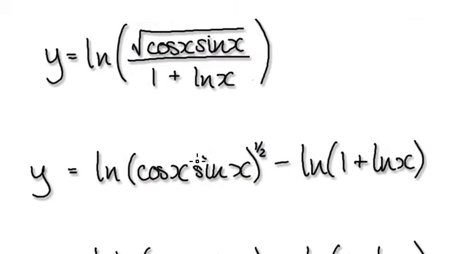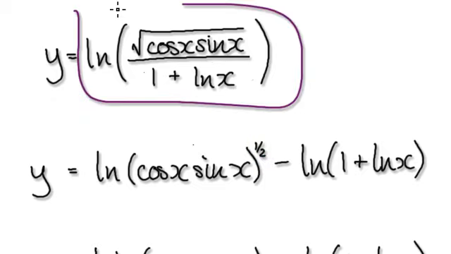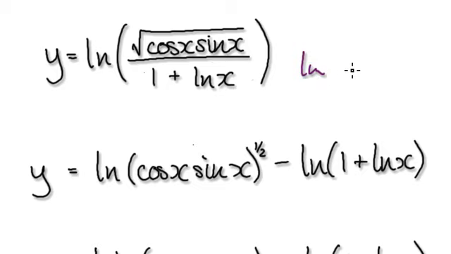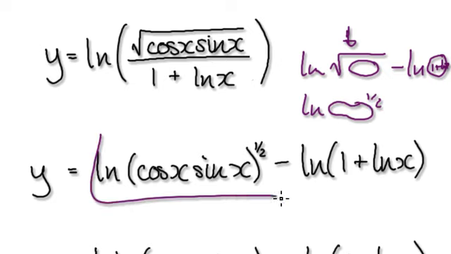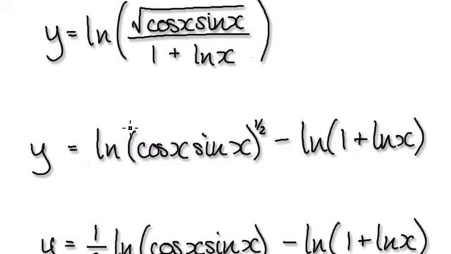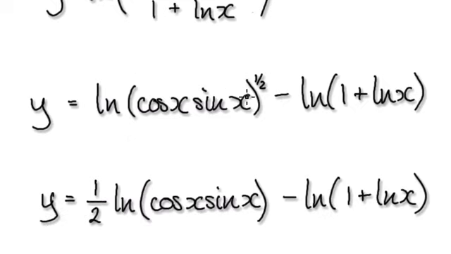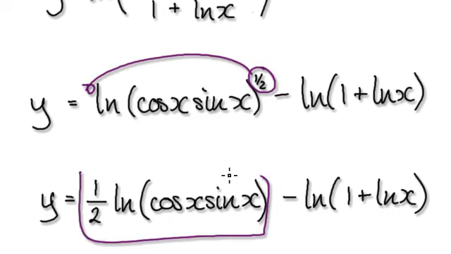But then also visualize the square root as to the power of a half. So when you look at this here, you've got the natural log of the square root of blah blah blah, take away the natural log of 1 minus natural log of x in here. Visualize this bit as the natural log of the bubble to the power of a half, that's the same as the square root. And then because you've got the natural log of something to the power of a half, you can actually take it out here. So it looks like this.